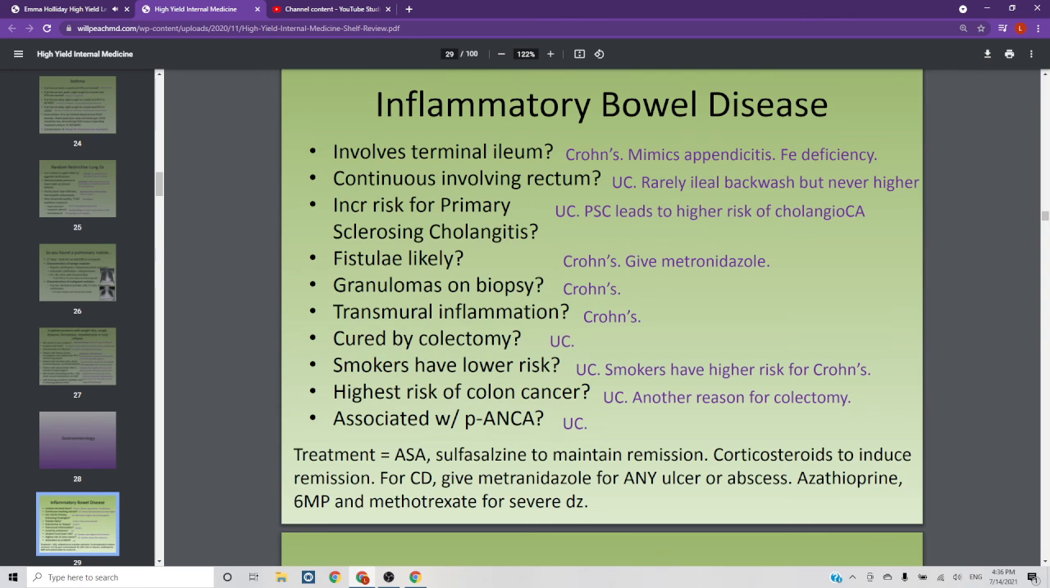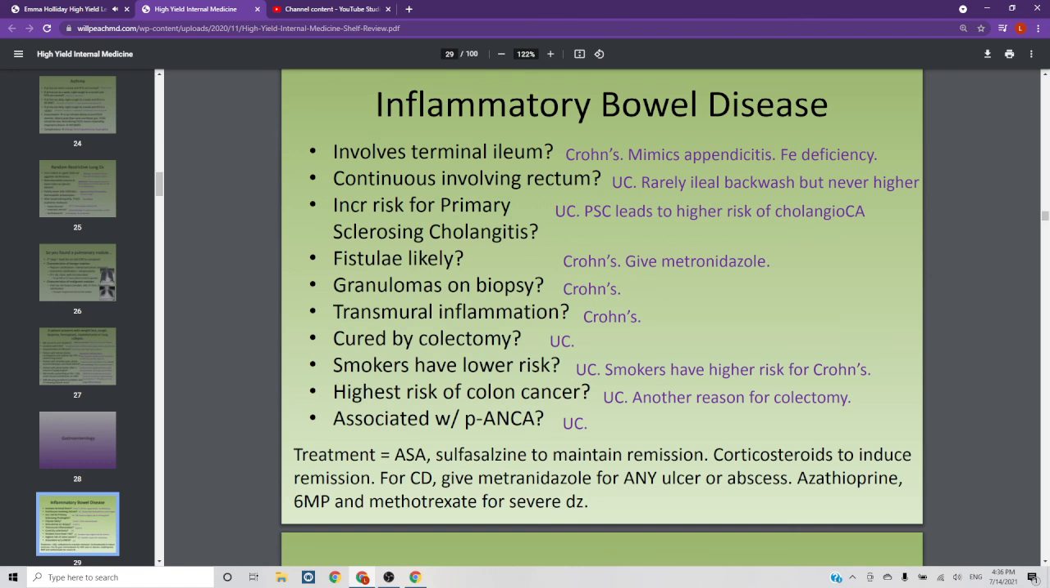Corticosteroids are given during a flare to induce remission. And as I said, metronidazole for any ulcer or abscess in a patient with Crohn's. So some pictures you might see. This is an abdominal x-ray. I don't know if you can see that. The arrows are trying to point to some badness in the wall of the colon.